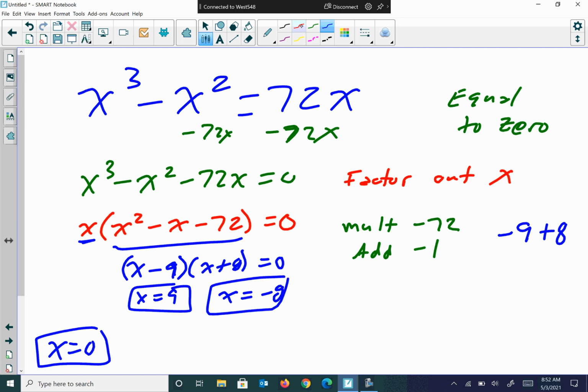My friends, why are there 3 answers? Yeah, this says 3 answers. And lo and behold, 1, 2, 3. 3 answers.